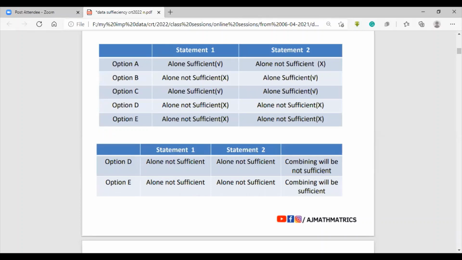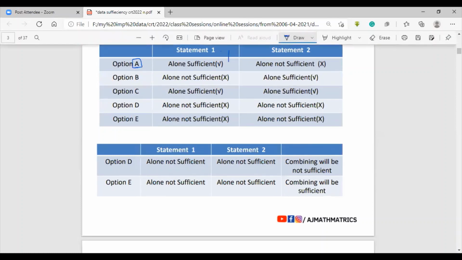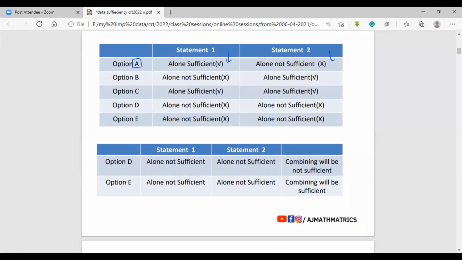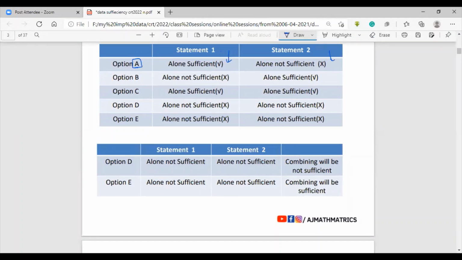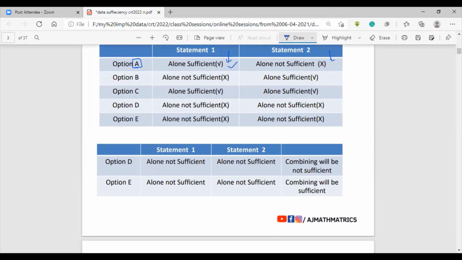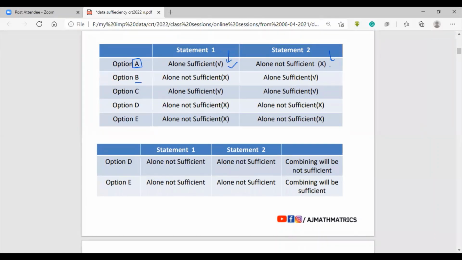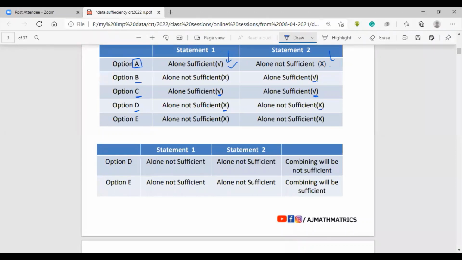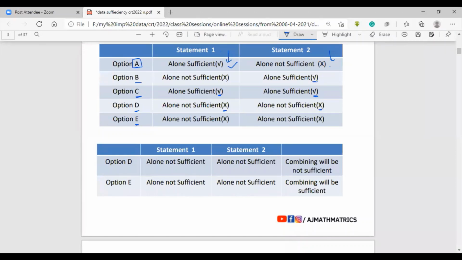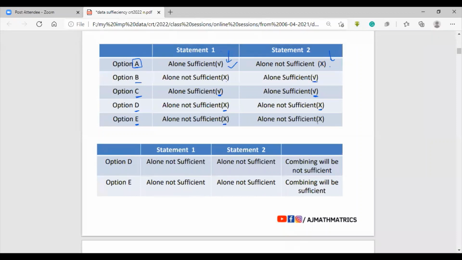Now let's see. Option A means statement 1. This is talking about statement 1 and this is talking about statement 2. So when you pick option A, 1 alone sufficient, 2 alone not sufficient. Option B, 1 alone not sufficient, 2 alone sufficient. Option C, 1 alone sufficient, 2 alone sufficient. Option D, 1 alone not sufficient, 2 alone not sufficient. Option E, 1 alone not sufficient, 2 alone not sufficient.